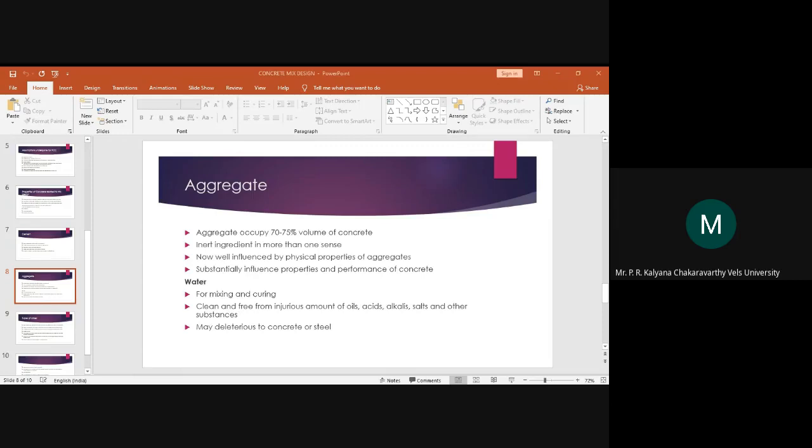Maybe deleterious to concrete and steel. Yes, if you have more alkali content, it will be deleterious to concrete or steel. For steel, if you have more alkali content, automatically it will initiate the corrosion activity.